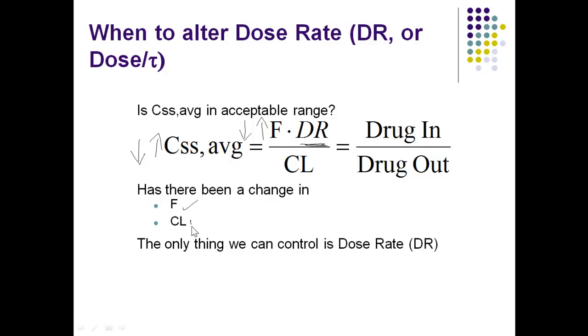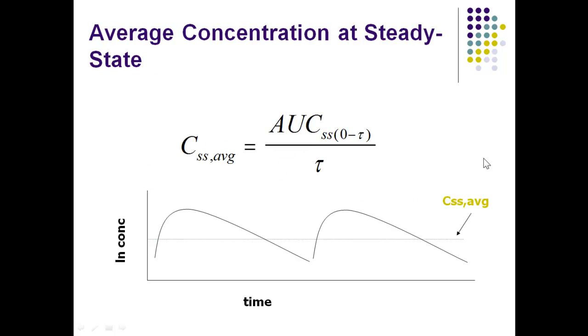We also have things that affect clearance. If there is a change in our clearance, say our clearance increases, that'll cause a decrease in our CSS average. And if we have a decrease in our clearance, that'll cause an increase in our CSS average. But we can't fix our bioavailability and we can't fix our clearance to make our CSS average do what we want. So what we affect is our dose rate. And we'll look at the next slide to show us how to do that.